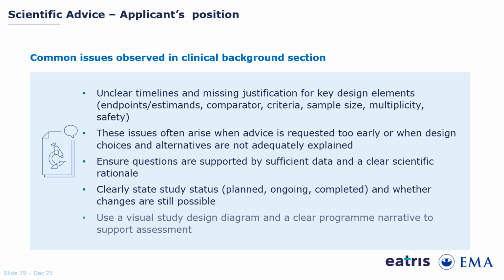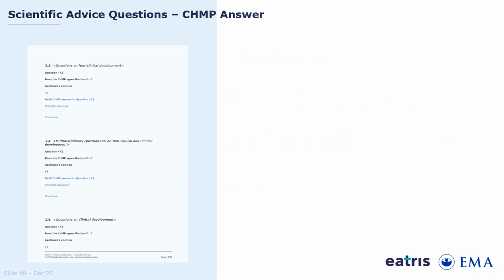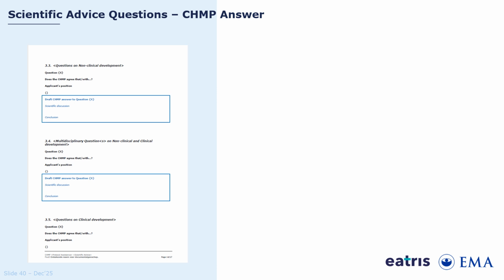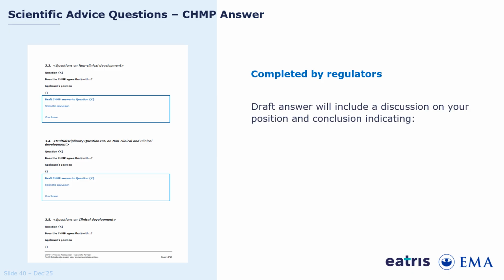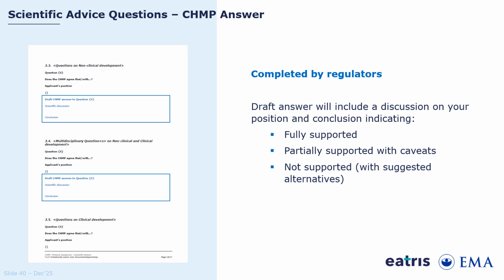A visual diagram summarizing the trial design together with a clear narrative of the overall program will help assessors quickly understand your plan and provide more valuable feedback. After each question and applicant's position, there is a section called Draft CHMP Answer to Questions. This section will be filled by regulators. The coordinator's draft answer will include a discussion of the applicant's proposal and a conclusion indicating whether the proposal is supported, partially supported with caveats, or not supported, with alternatives if relevant.